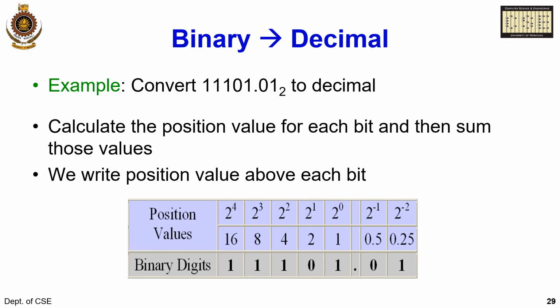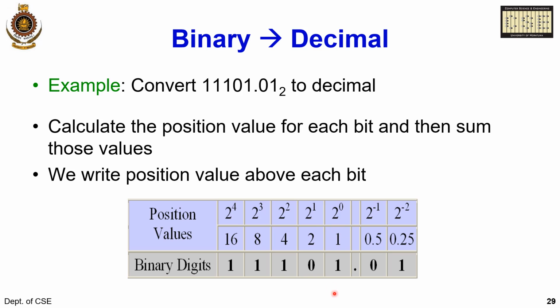So the example of converting a binary number, in this case 11101.01, to decimal. We'll follow the recipe that we saw in the previous slide. So here is the number, 11101.01. It's a binary sequence of digits. Now let's write down the corresponding positional values.